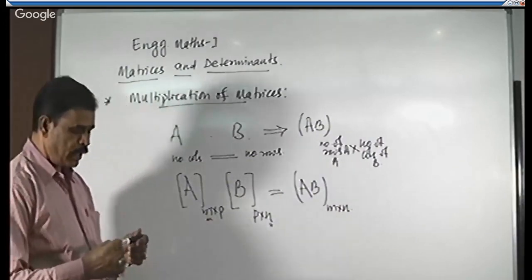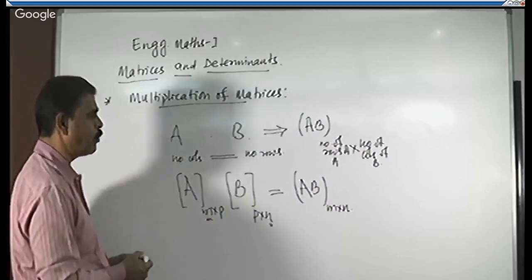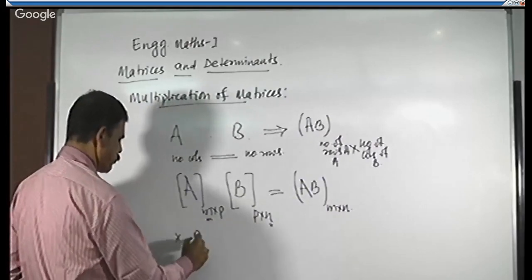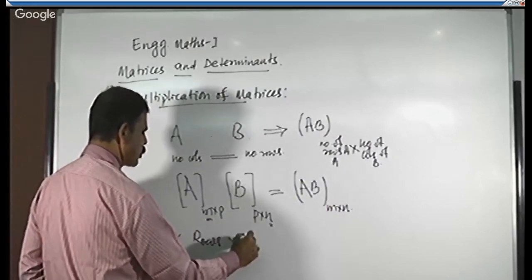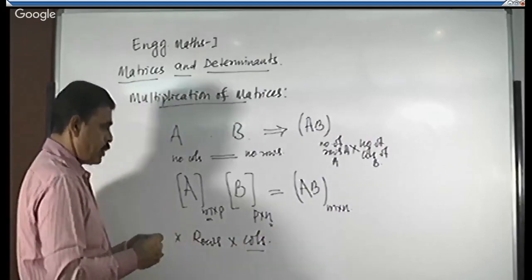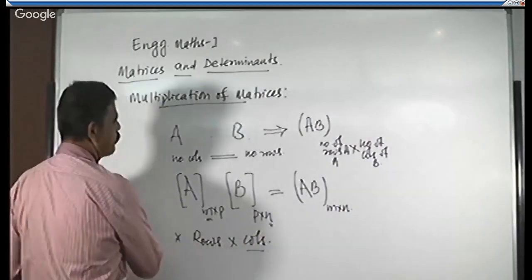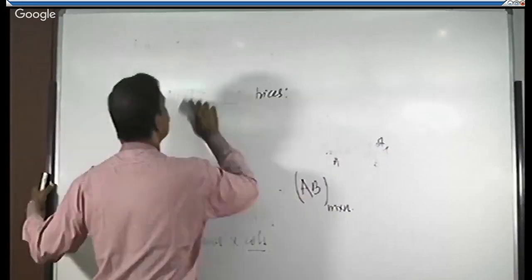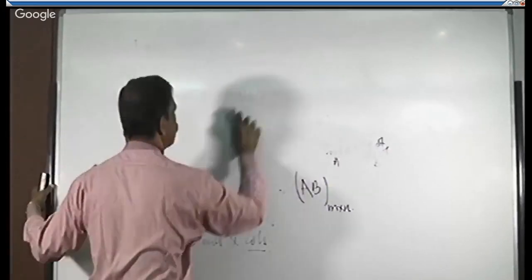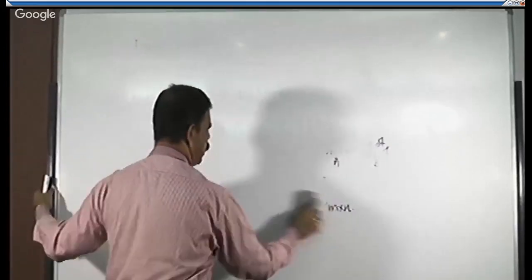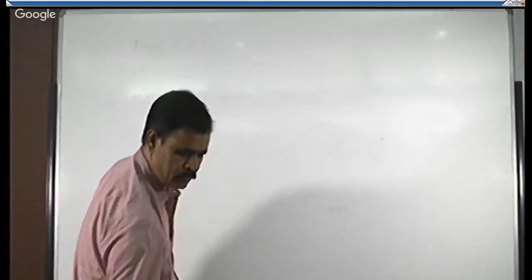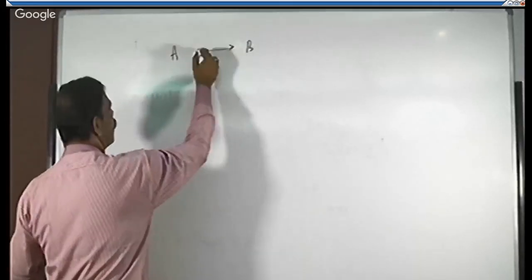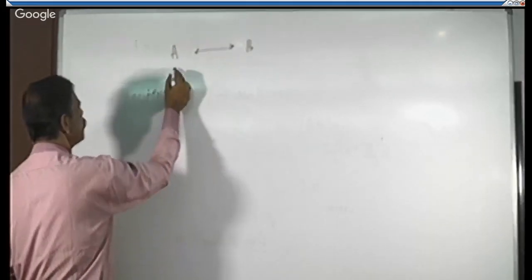To multiply the matrices, we should follow rows into columns. Rows into columns. I will show an example. Take two matrices A and B. Multiplication of A and B is always like this.